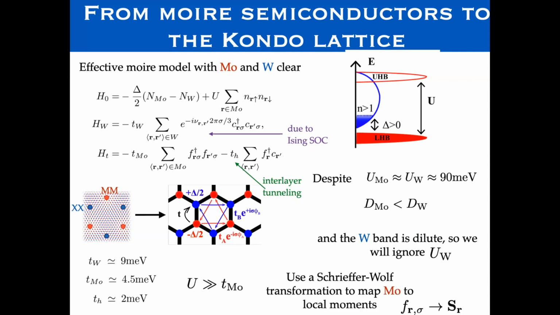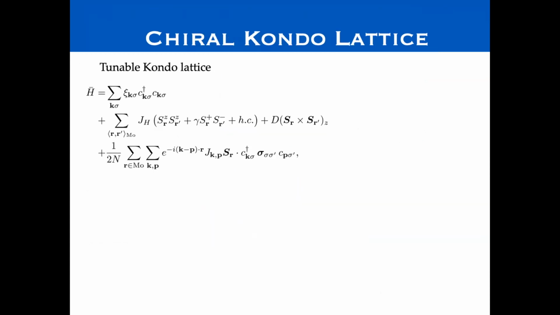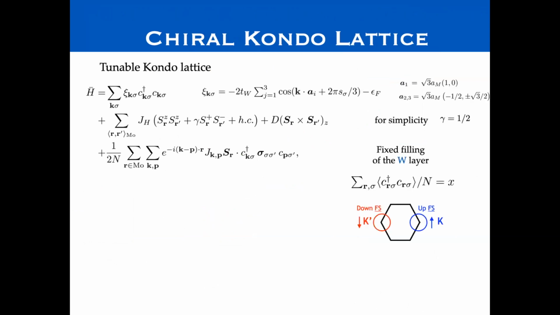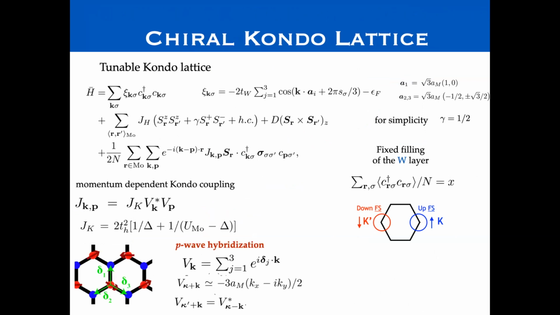And under this limit, we can now apply a Schrieffer-Wolff transformation trying to map to the local moments on the Mo sites. Okay, and so what you realize is this Kondo lattice model, Kondo-Heisenberg Hamiltonian, where the dispersion is affected by this Ising spin-orbit coupling, and you get this spin-valley locking of the two K and K prime of the moiré Brillouin zone. Okay, and our electron density x, and what's amazing about this problem is this is a Kondo problem tunable by density. So it's very different than what we're used to.